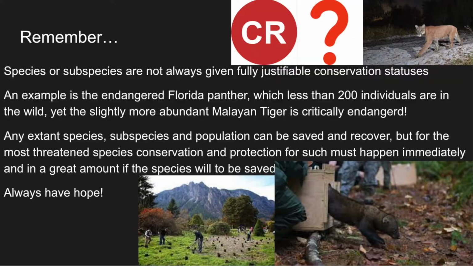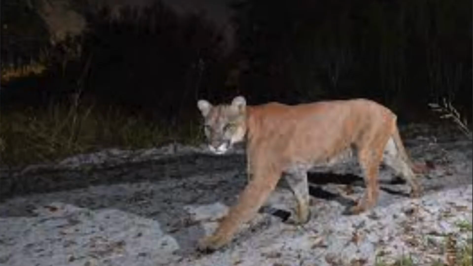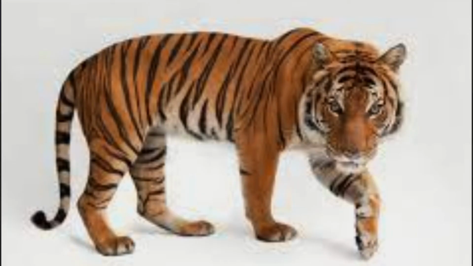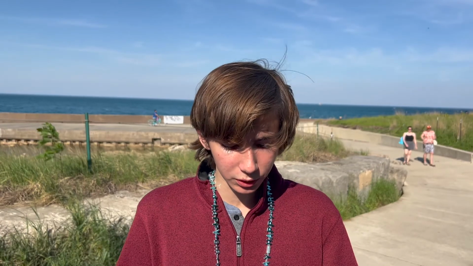Remember, a species or subspecies is not always given a fully justifiable conservation status. For example, the Florida panther is endangered, but the almost as abundant Malayan tiger is critically endangered. Even so, any extant species, subspecies, and populations can be saved and recovered, but the most threatened species and subspecies need conservation and protection immediately in a great amount in order to be saved.